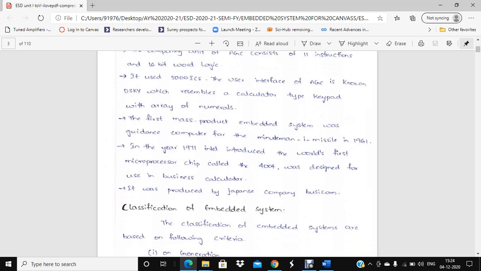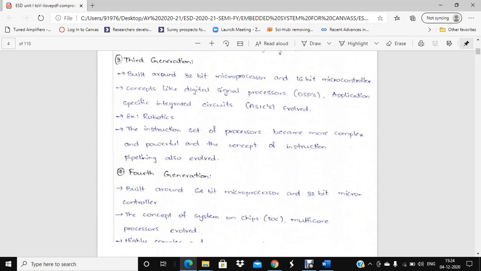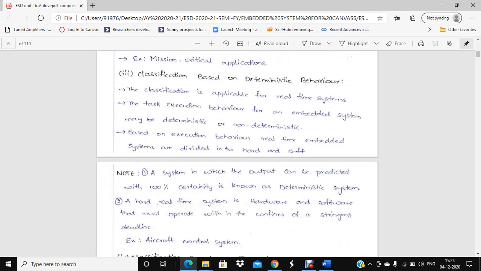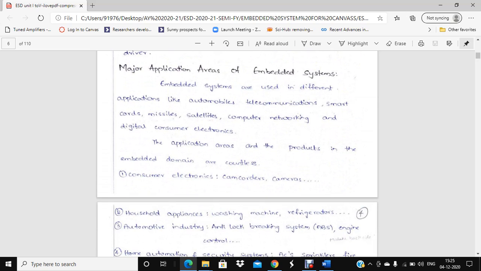For the next point, classification we will cover after this point, after applications. So, come to the major applications of the embedded system. As we know, embedded system applications are used in almost every field. There is no field remaining where embedded systems are not used. Take any examples: automobile, telecommunications, smart mobile, missiles, satellites, computer network, everything.